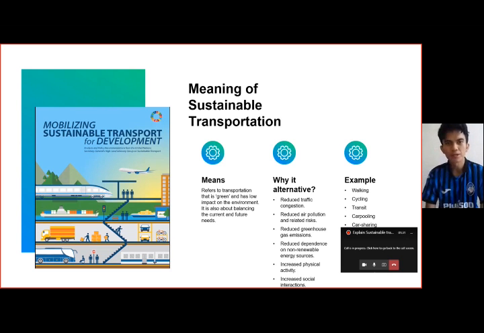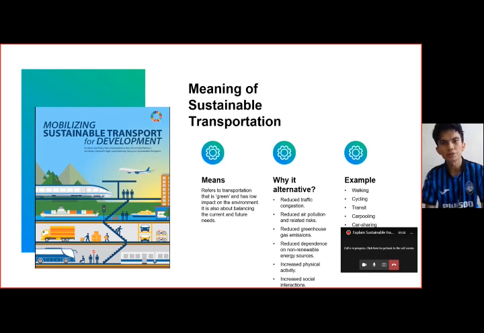The concept of sustainable transportation refers to transportation that is green and has low impact on the environment. It is also about balancing the current needs and future needs. Why is it an alternative?